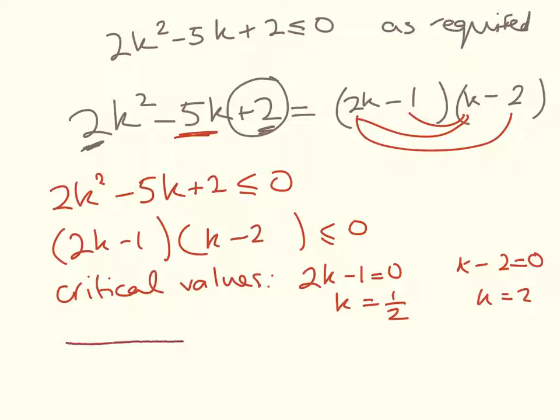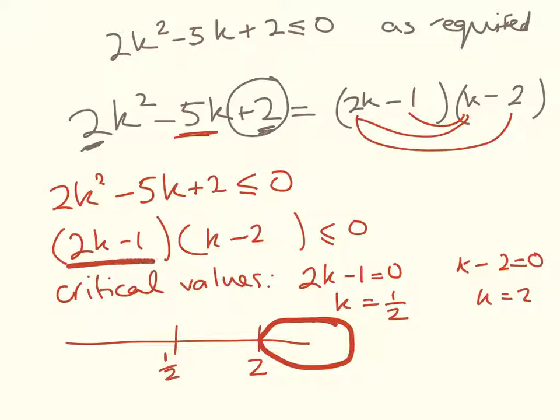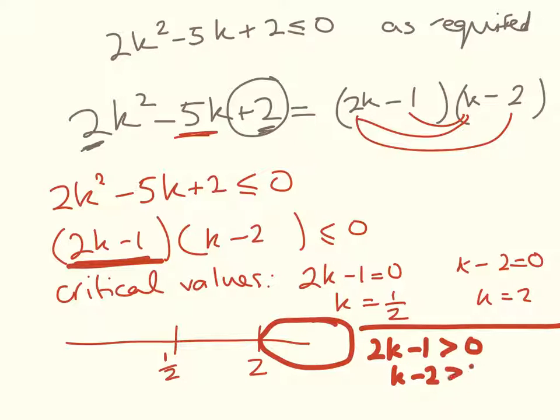The next thing I'm going to do is to draw in a number line, and those 2 points are going to be on it. Now let's take a look at what happens to each of those factors. When I put in a value in the middle, well, no, we'll come back to the middle. We'll put in a high value. Let's put in a value up here. What do we get? Well, 2k minus 1 is going to be positive, right? And k minus 2, if the number's bigger than 2, is also going to be positive. So this gives me a plus times a plus, 2 positives, which gives me a positive.